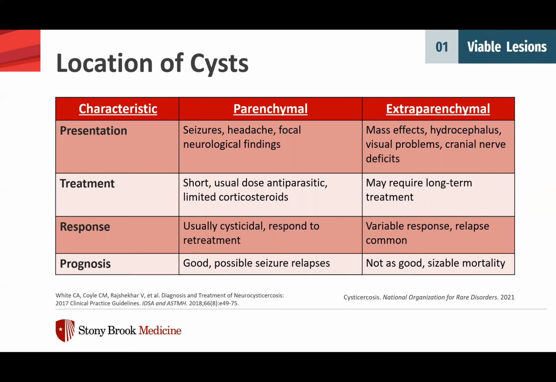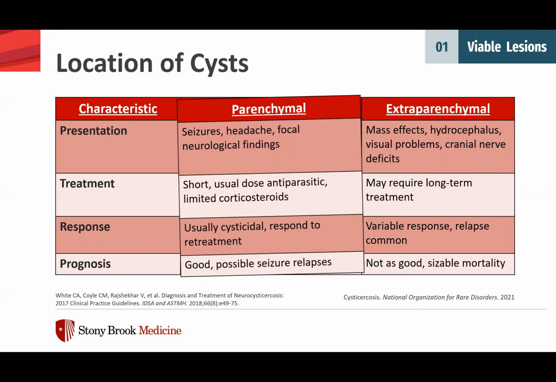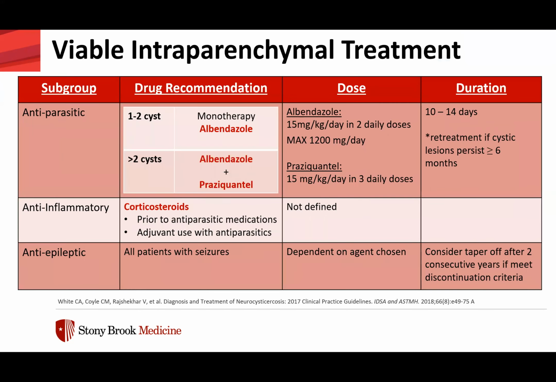In comparison with extraparenchymal, these patients might require longer treatment. Patients might have a variable response, and the prognosis is not as good with a pretty sizable mortality risk. But the good thing is it is more rare when we're comparing it to parenchymal lesions. We'll focus first on parenchymal viable lesions, thinking about the antiparasitic medication.